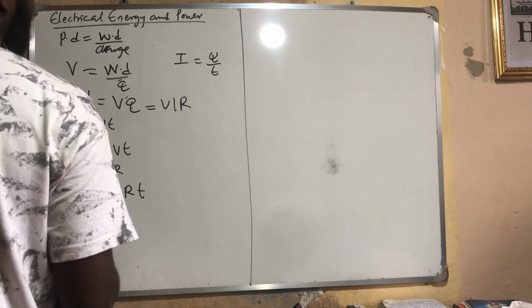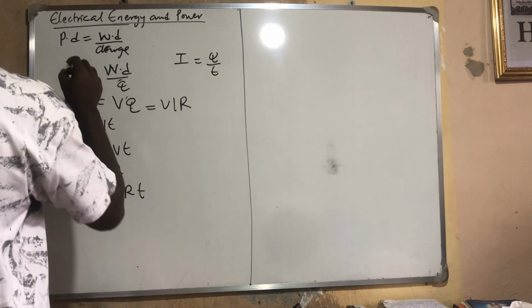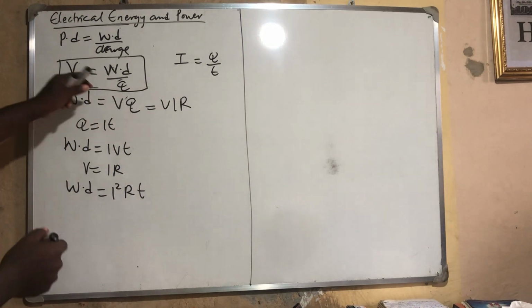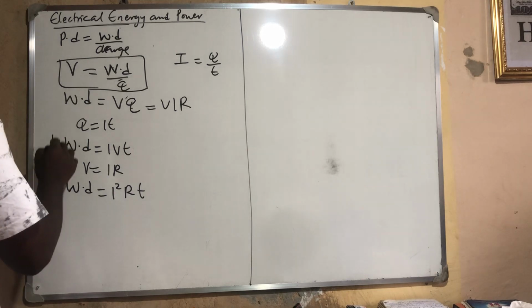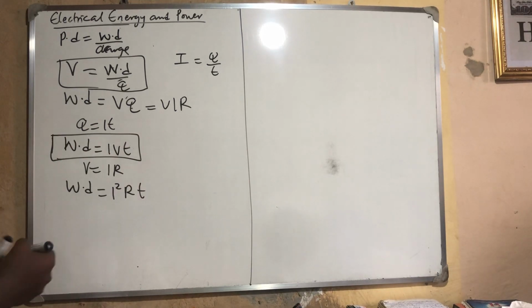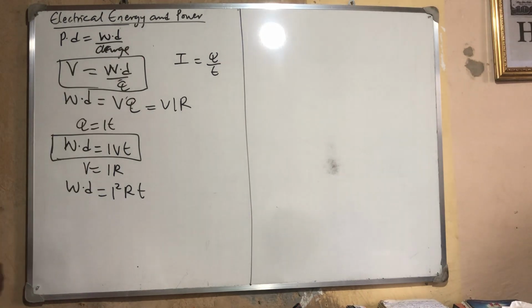Anyone you like, but the one you should always remember, that can give you the rest, is this one: the potential difference is work done per unit charge. With this one, any other one is possible. And if you can remember VIT, this one is equally good, because most of the time they give questions related to this. If you know this, you are good to go.